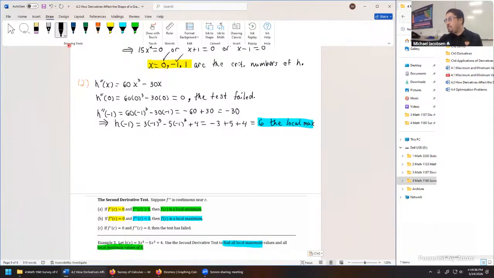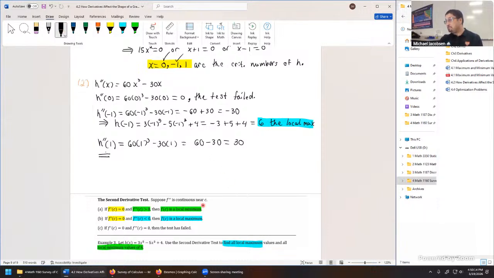So last one, we take h double prime at the final critical number. This time it's at 1, so we're just plugging in 1 here. We're getting 60 times 1 cubed, so just 60, minus 30 times 1. So this is 60 minus 30, coming out as a positive 30. Now that we see that it's positive, we're in outcome number 1: a positive second derivative means we can find a local minimum, but we actually have to find it. So we go to this next step.